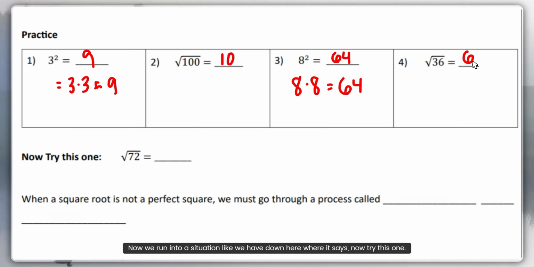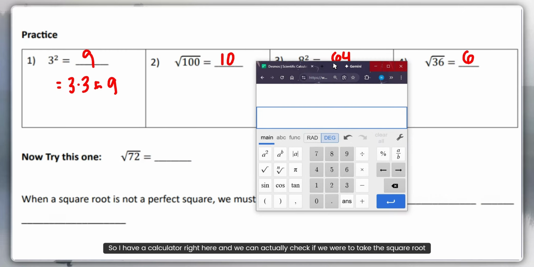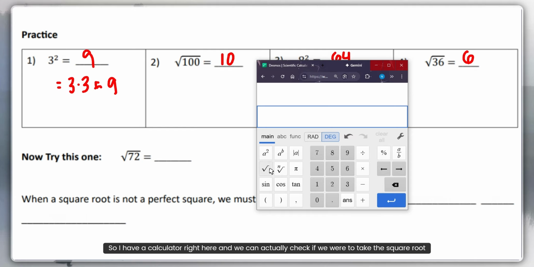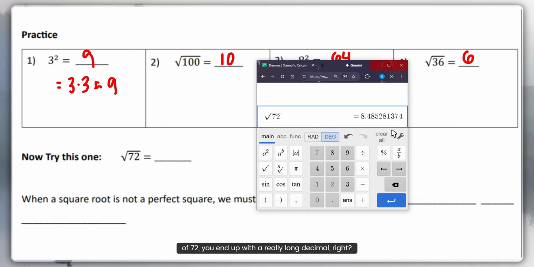Now, we run into a situation like we have down here where it says, now try this one. If we try to take the square root of 72, you can try to find a number times itself to give us 72, and it's not going to be a whole number. I have a calculator right here, and we can actually check. If we were to take the square root of 72, you end up with a really long decimal, and this decimal actually goes on infinitely.